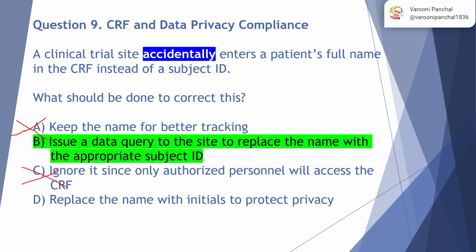Replace the name with initials to protect privacy. No. First of all, he has accidentally entered it. That should not be allowed, and it is not possible to do this. This shows that it's an unethical way of handling the data. Privacy is the important factor whenever we are doing a clinical trial, where the patient's privacy is of utmost importance, right? So option B is the correct answer, where you issue a data query to the site to replace the name with the appropriate subject ID, right?